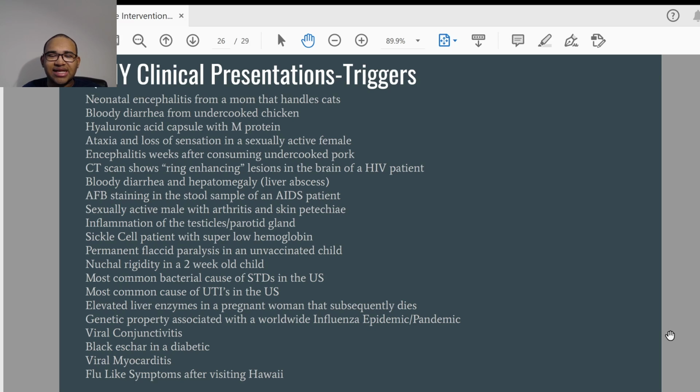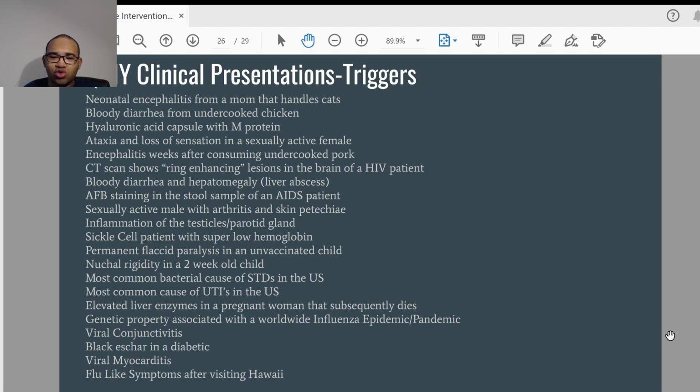And then hyaluronic acid capsule with M protein, right? That's strep pyogenes. That's group A strep. Ataxia and loss of sensation in a sexually active female, right? Maybe think about syphilis, like tabes dorsalis, tertiary syphilis. Encephalitis weeks after consuming undercooked pork. That's neurocysticercosis from Taenia solium.